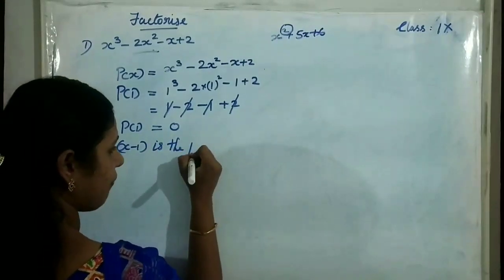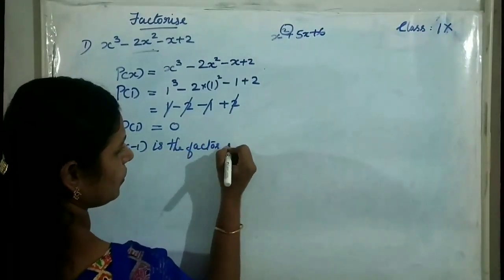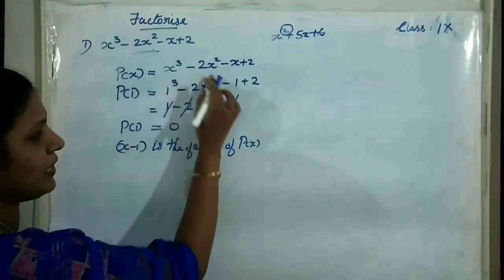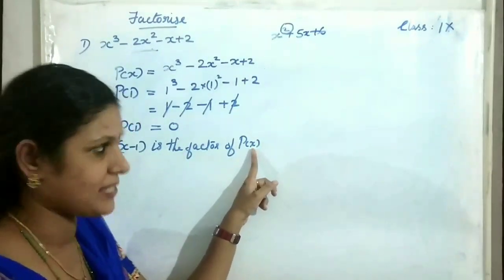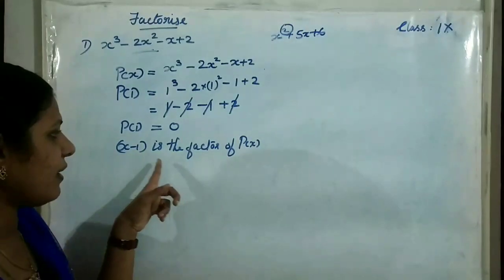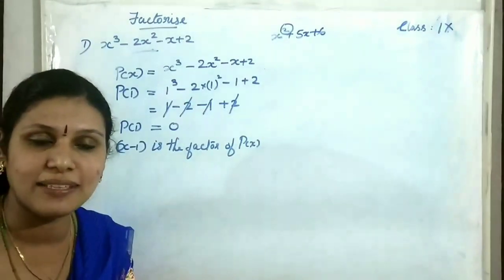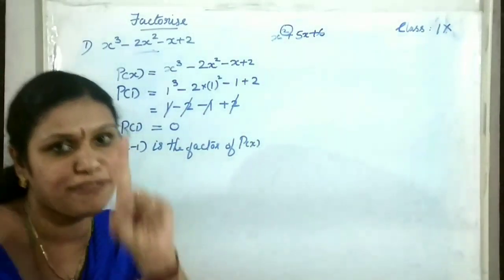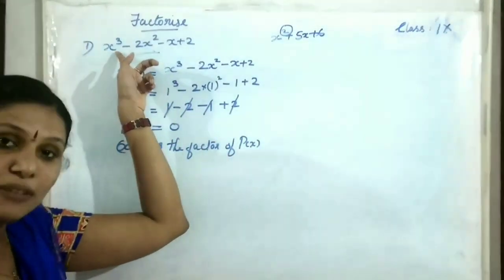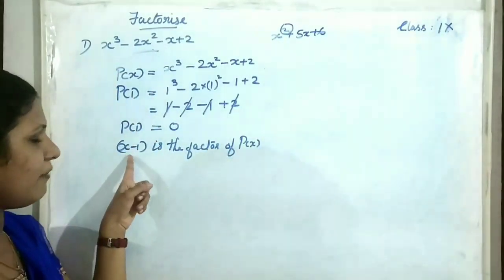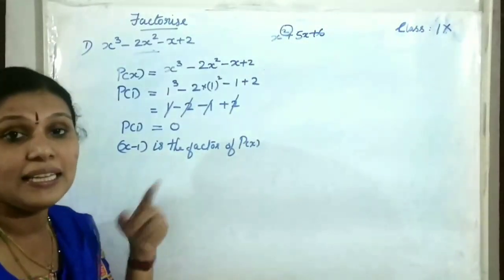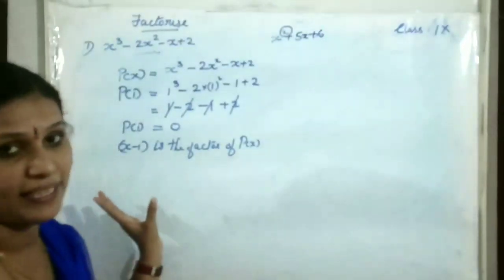x minus 1 is a factor of p of x, that is this polynomial. We name this polynomial as p of x. We get the value p of 1 equal to 0, so x minus 1 is a factor of this polynomial. That means we have found the first factor. We need three factors because the degree of the polynomial is 3. The first factor we find using the factor theorem. The next two factors we find afterwards.